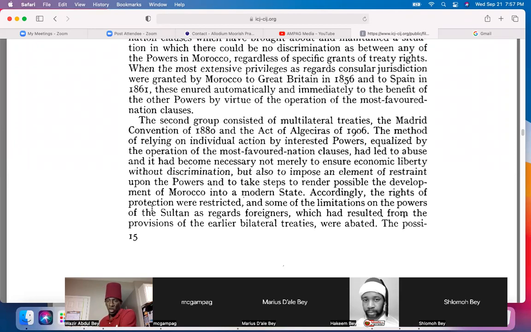Accordingly, the point is to establish or develop Morocco into a modern state. Who has taken those steps? I don't know. Let's see. AMPAG, New Mecca, and AMPAG. Accordingly, the rights of protection were restricted, and some of the limitations on the powers of the Sultan as regards foreigners, which had resulted from the provisions of the earlier bilateral treaties, were abated.